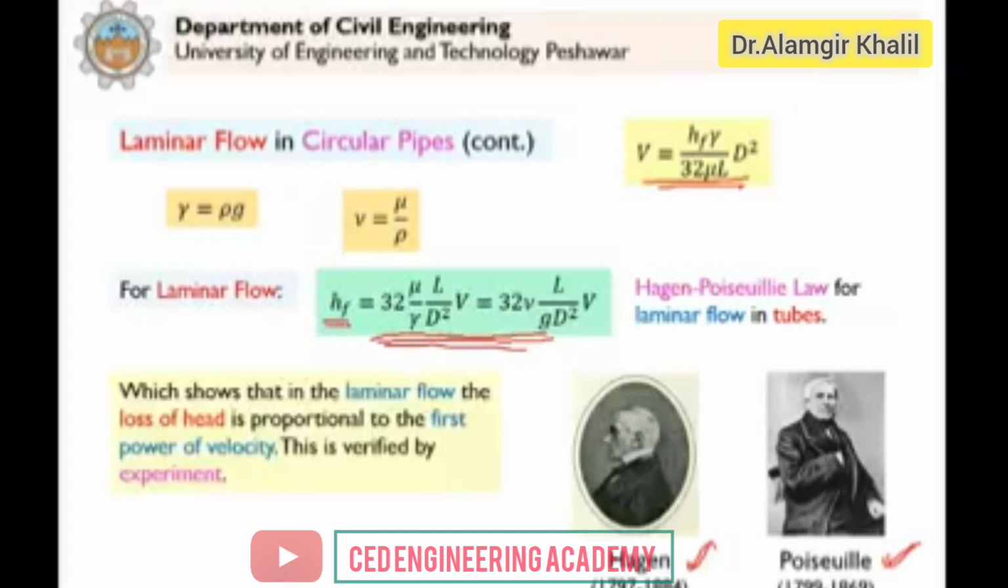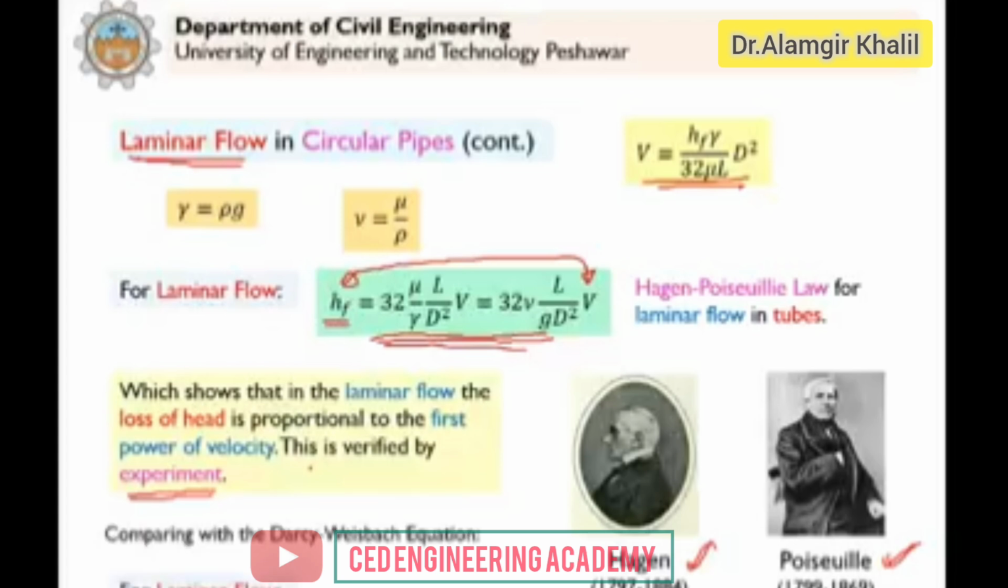And as I said, you can use this equation to calculate the head loss due to friction when the flow is laminar. Clear? Also, the striking feature of this equation is that you can see the head loss is proportional to the first power of velocity. And this is what is experimentally verified, that in case of laminar flow, the head loss is proportional to the first power of the velocity of flow of fluid in pipes.